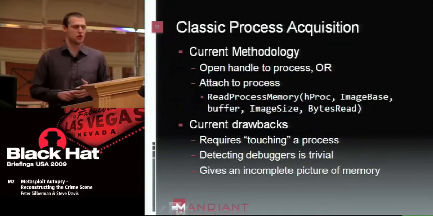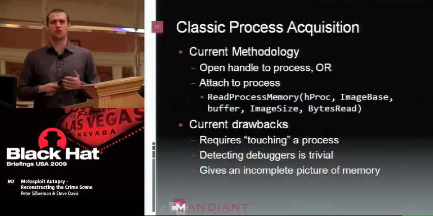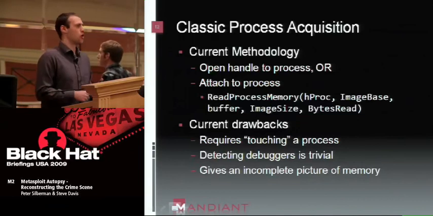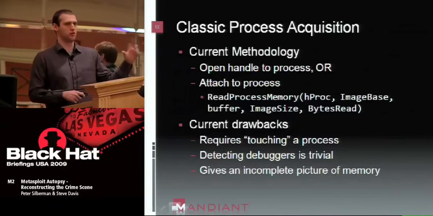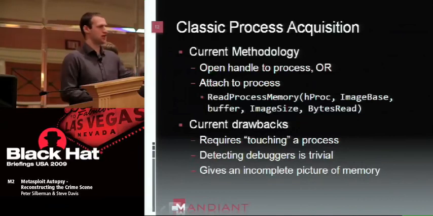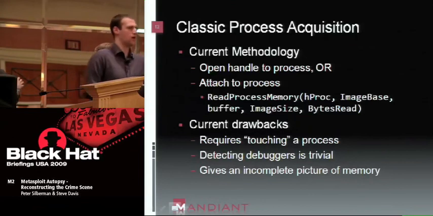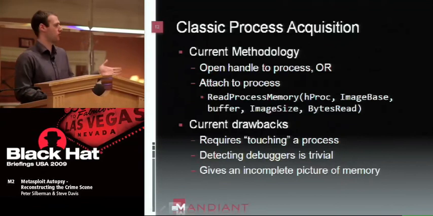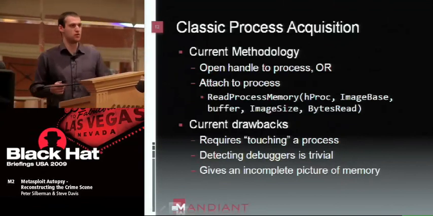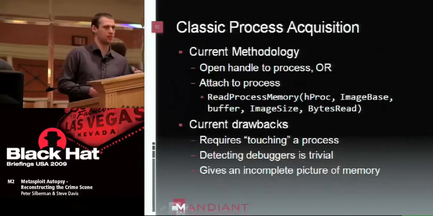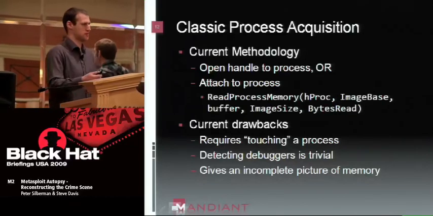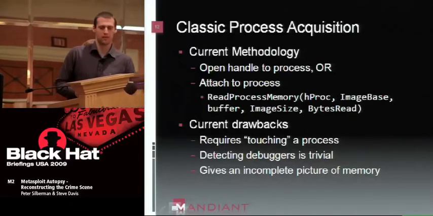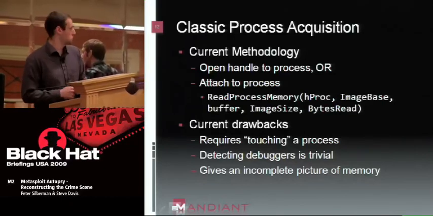And finally, you're getting an incomplete picture of memory with current process acquisition. You're only getting that executable that's running. But what if you want that injected memory section or that injected thread or that injected DLL that's only in memory? How do you get that with current methods? You have a real problem. There is a way with WinDbg, but then you're debugging, so it sort of goes back to debugger detection is trivial. So that's what classic process acquisition is and what the drawbacks are.